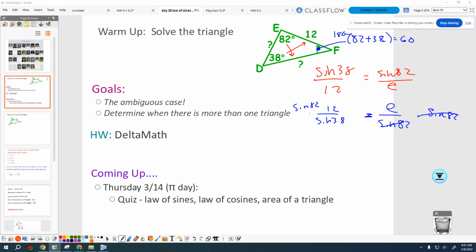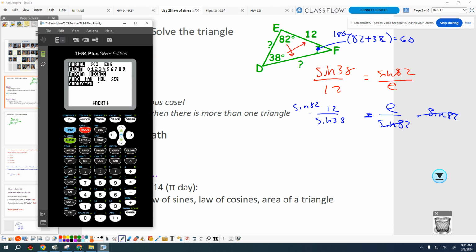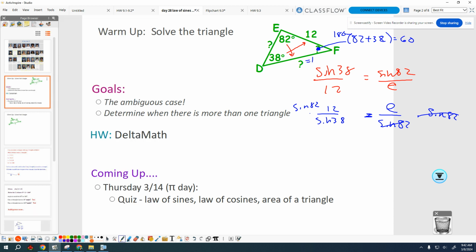So doing the math, let's check, make sure I'm in degrees. I am. So 12 times sine 82, you need to remember to close the parentheses, divide by sine 38, close the parentheses, equals, so this side is 19.3-ish. It didn't tell me how to round, so I'm gonna pick whatever I want.